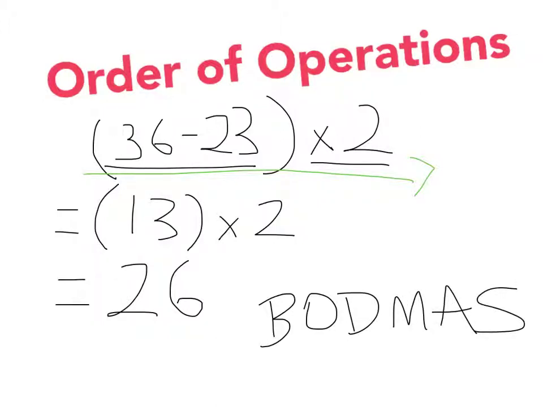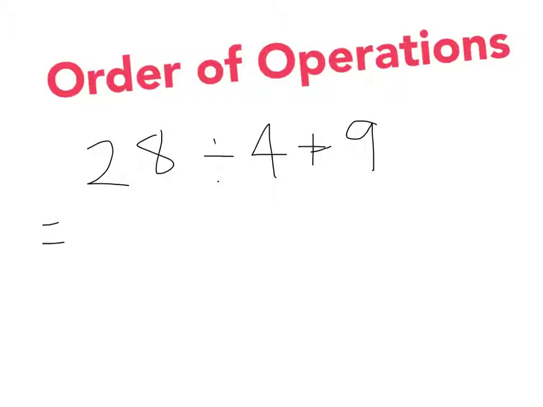Okay, let's have a look at another example. I'm going to get one that's a little bit more tricky. Okay, what else can we do here? Let's try 28 divided by 4 plus 9. Okay, let's go BODMAS. Brackets, got any? No. Orders, got any? No. Division, I do have some division. So I have 28 divided by 4.